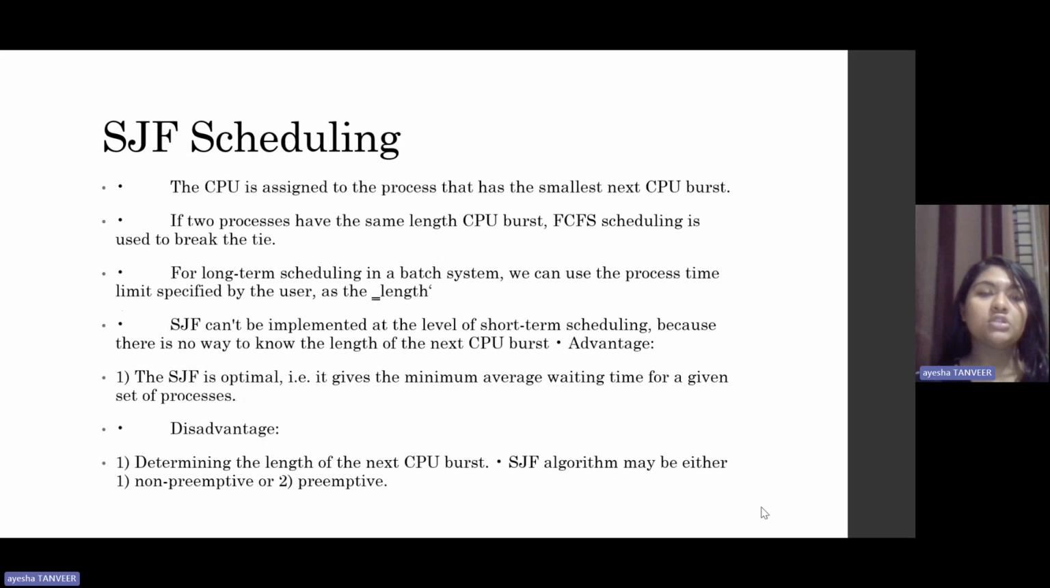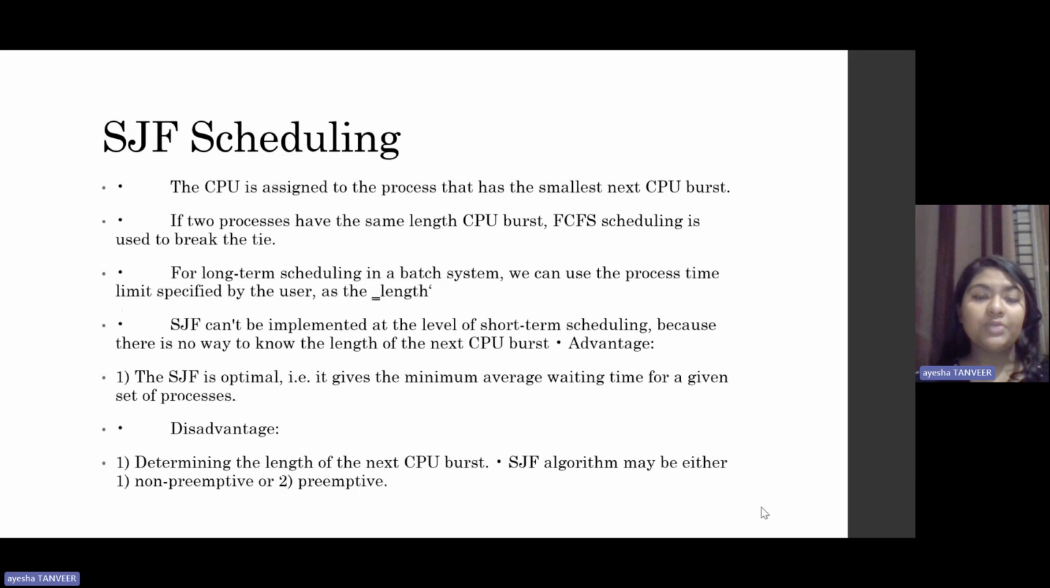SJF scheduling. The CPU is assigned to the process that has the smallest next CPU burst. If two processes have the same length CPU burst, FCFS scheduling is used to break the tie. For long-term scheduling in a batch system, we use the process time specified by the user as the length.